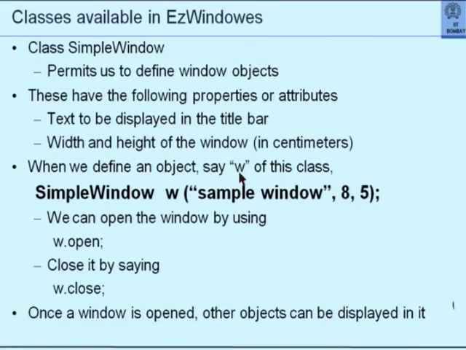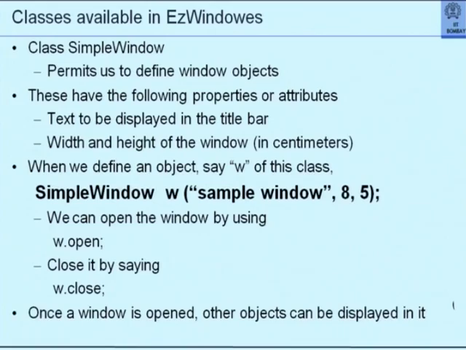Remember, each object is independent. Each object is worked upon by the member functions of that class. So in one window object, I can draw a rectangle, in another window object, I can draw a line, whatever I wish to do. The basic way of defining an object, say W, of this class is to say simple window W, and then I write some name here: sample window, CS101 window, my window, abracadabra, whatever. This becomes the title that will come on top of that window.